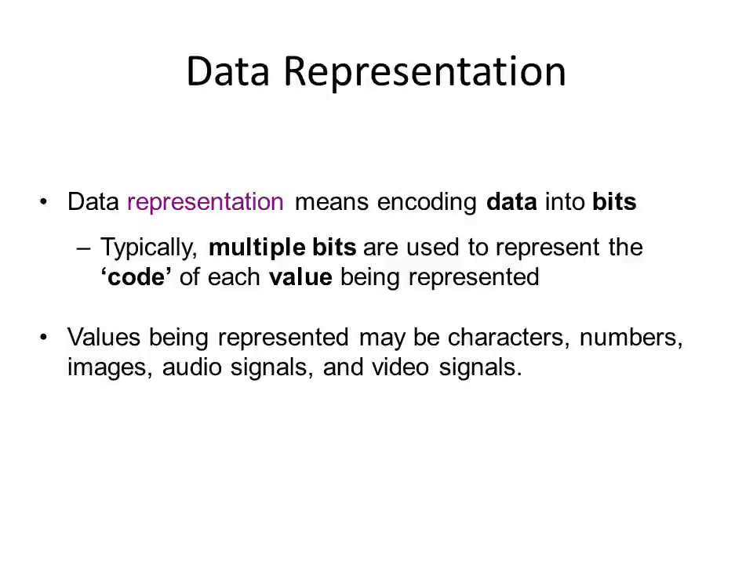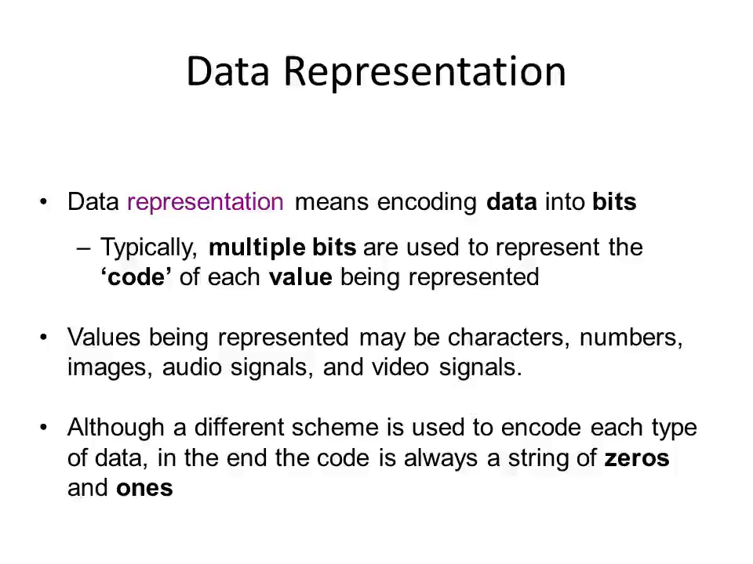We use computers for various reasons: to read characters and numbers, to visualize images, to listen to audio signals and video signals. We sense all this in different formats, but the computer stores it in the form of ones and zeros. Although different schemes are used to encode each type of data, in the end the code is always a string of zeros and ones. Characters, numbers and images are all different things, but internally all this data is represented as zeros and ones.